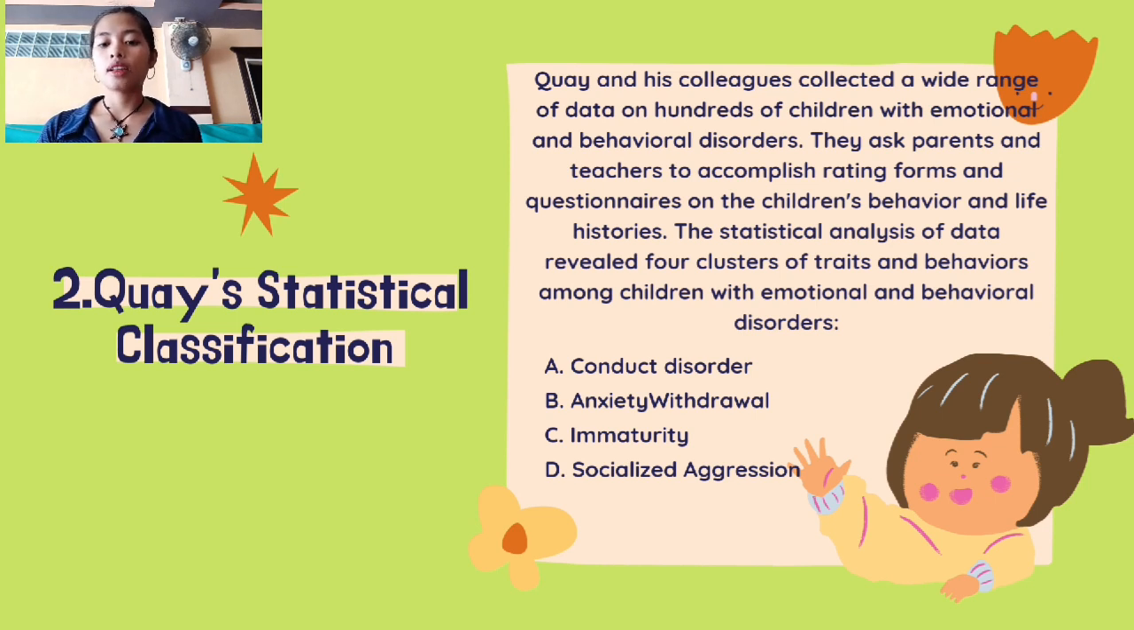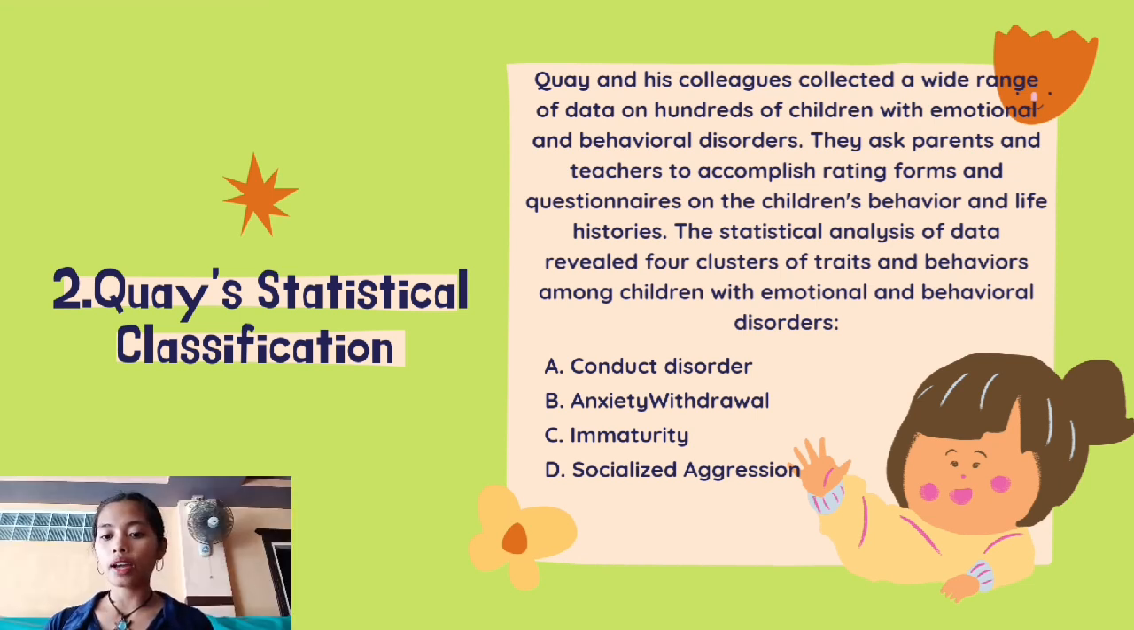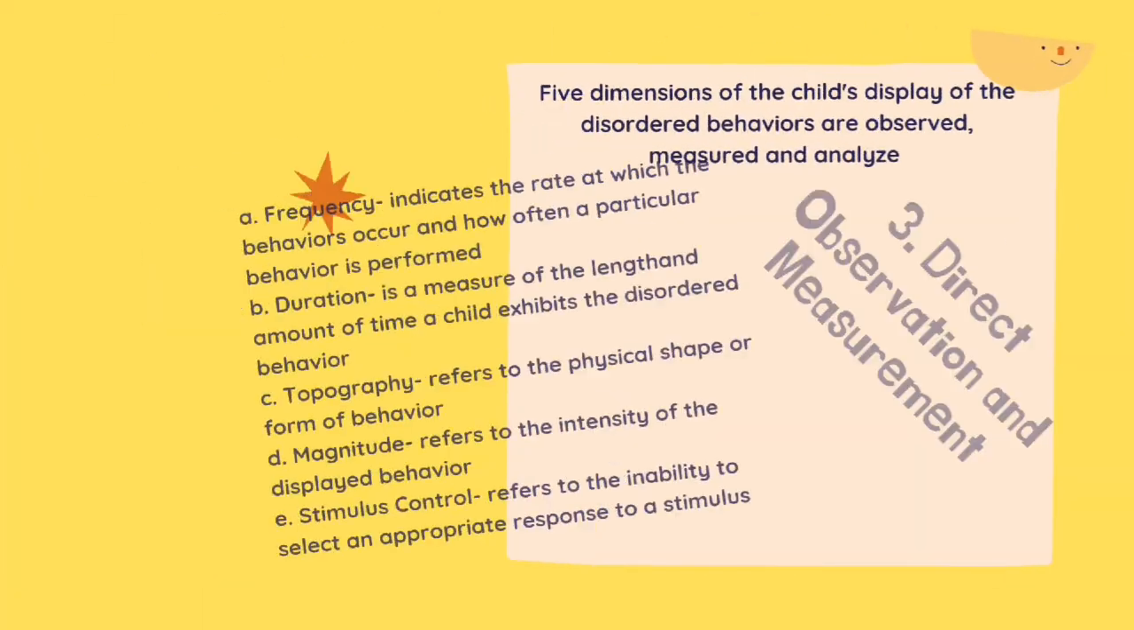Fourth and the last one, socialized aggression, is marked by truancy, gang membership, theft, and feelings of pride and belonging to a delinquent subculture. Aggression and acting out are major characteristics of Quay's conduct disorder and socialized aggression categories. A significant finding in the study showed that the above clusters of behavior appear in groups rather than singly. Thus, there is a higher incidence of conduct disorder in a child who shows anxiety withdrawal, immaturity, and socialized aggression.